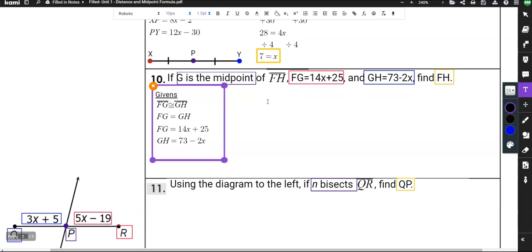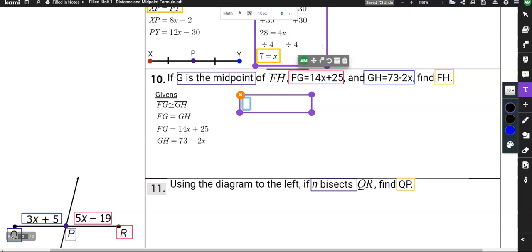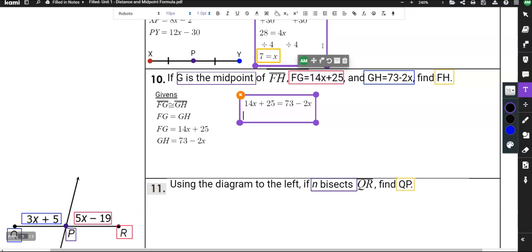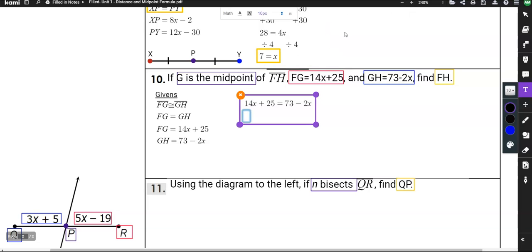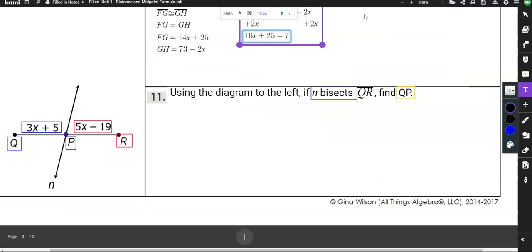Now I'm going to set those two expressions equal to each other. So I'm going to have 14x plus 25 is equal to 73 minus 2x. Again, I'm going to move my 2x this time because it's being subtracted. I want to add it to the other side. So again, add 2x. And that's going to give us 16x plus 25 is equal to 73.